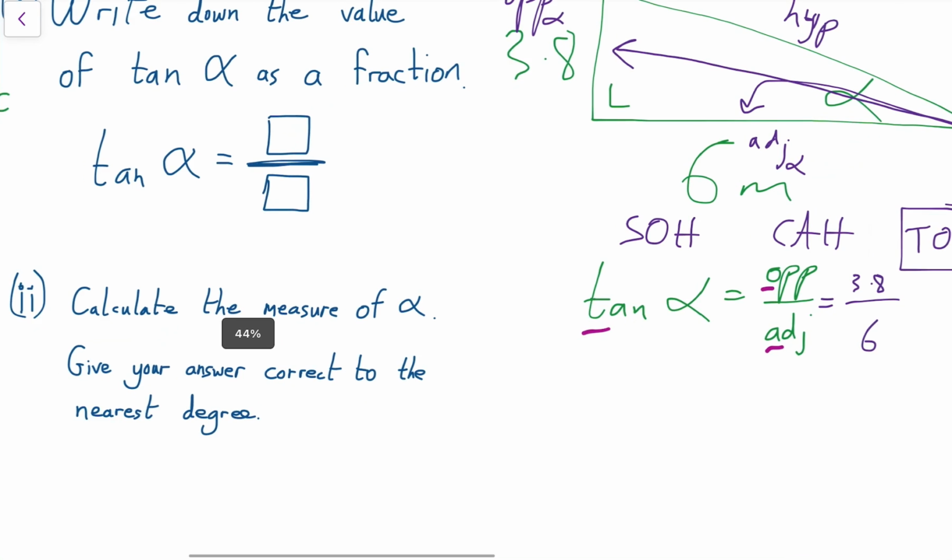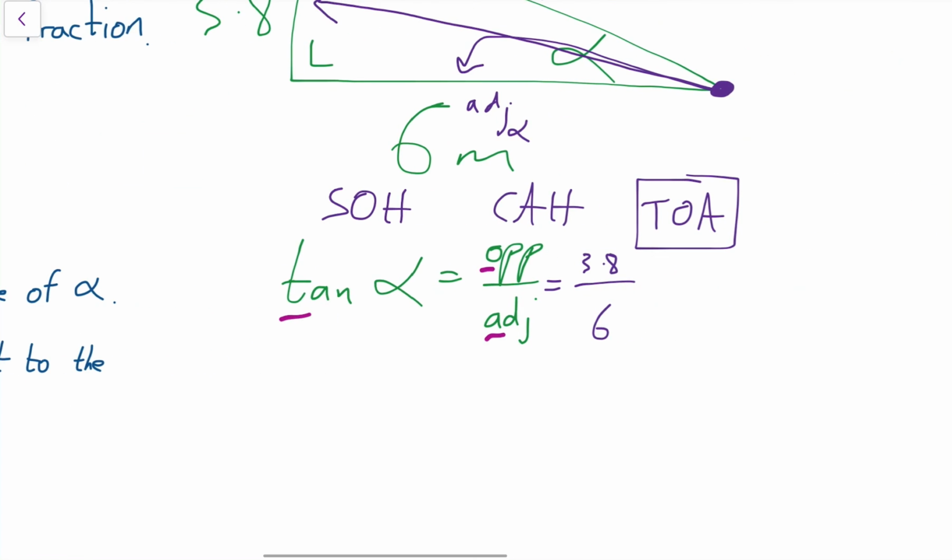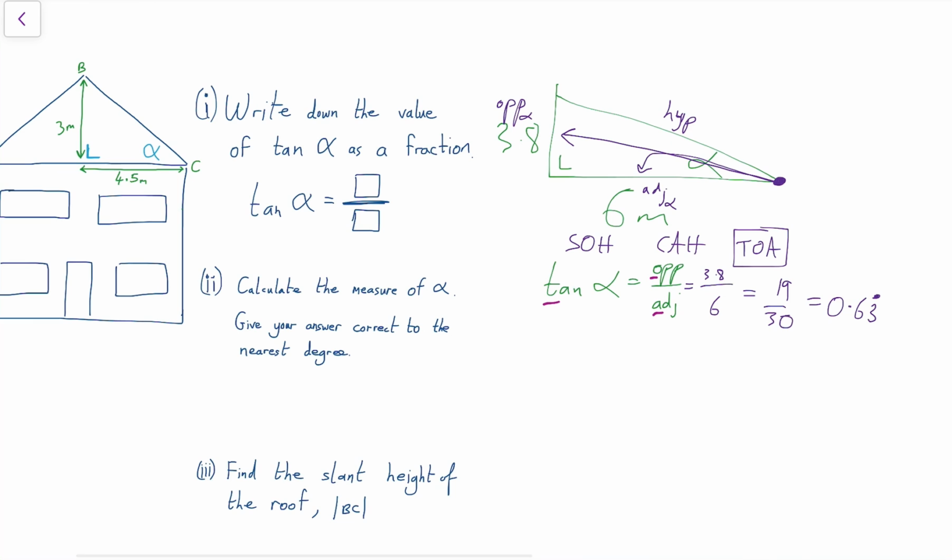That's all we were asked for. If you put 3.8 over 6 into a calculator, it might give it to you as a simpler fraction, 19 over 30. Or you could do 3.8 divided by 6, or 19 divided by 30, whatever you want, and it comes out as 0.63 recurring. Don't leave out the recurring. Anyway, we only have to do it as a fraction, so we've got that part done.